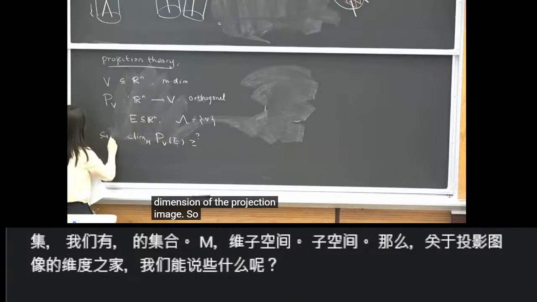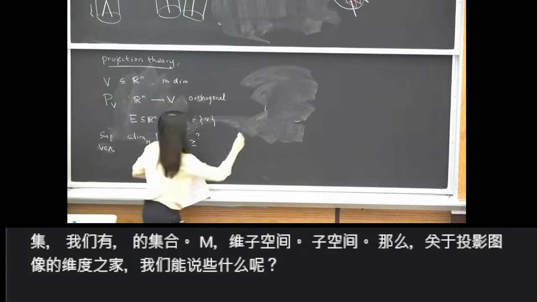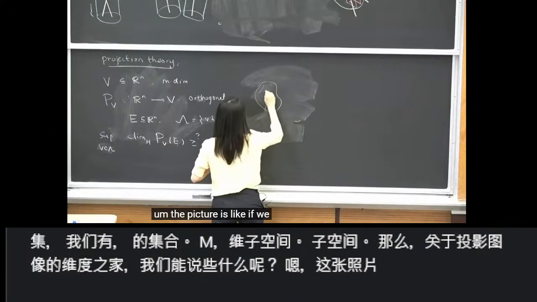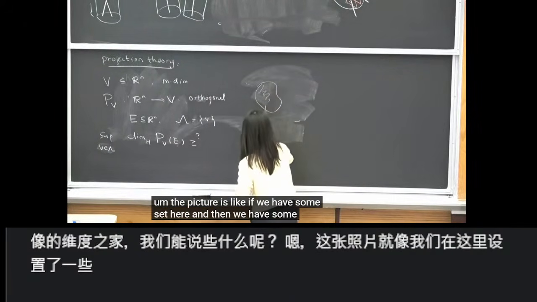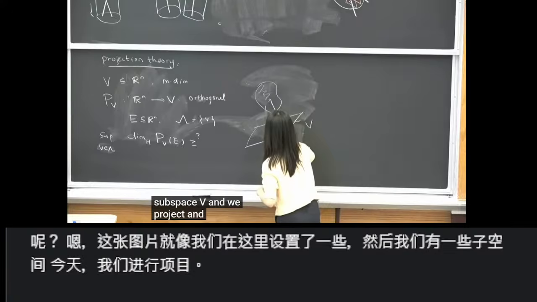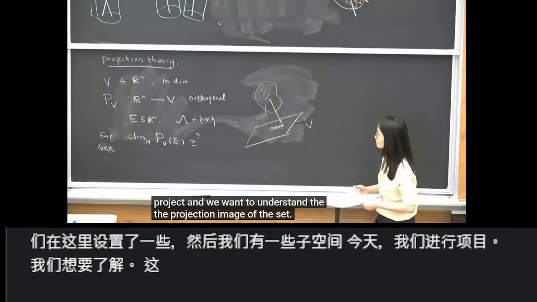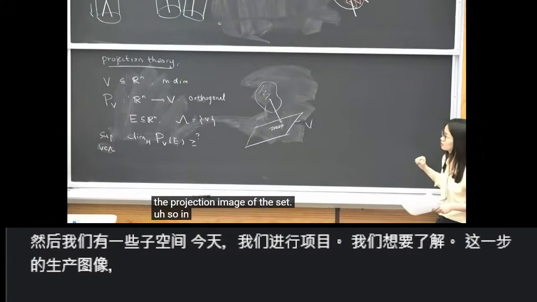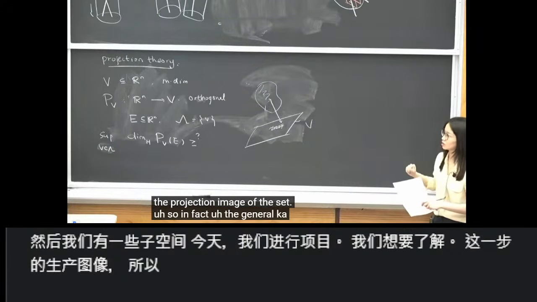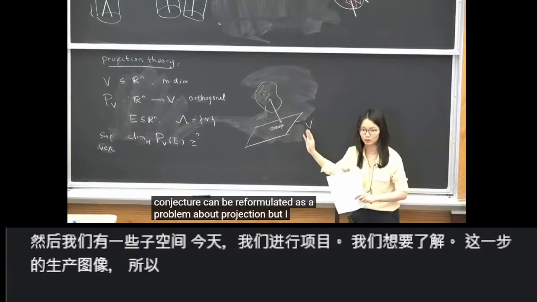So the picture is like if we have some set here and then we have some subspace V and we project, and we want to understand the projection image of the set. In fact, the general Kakeya conjecture can be reformulated as a problem about projection, but I won't do it here.